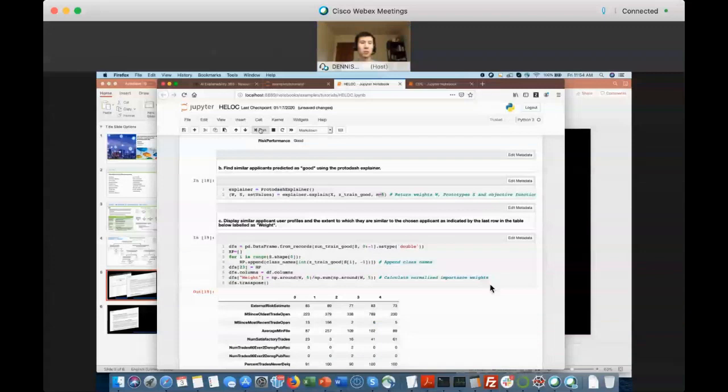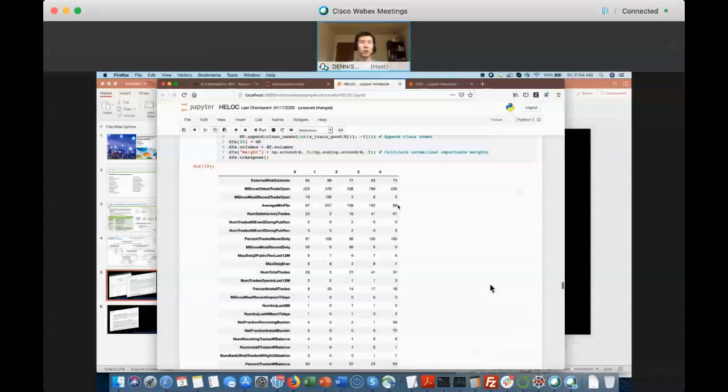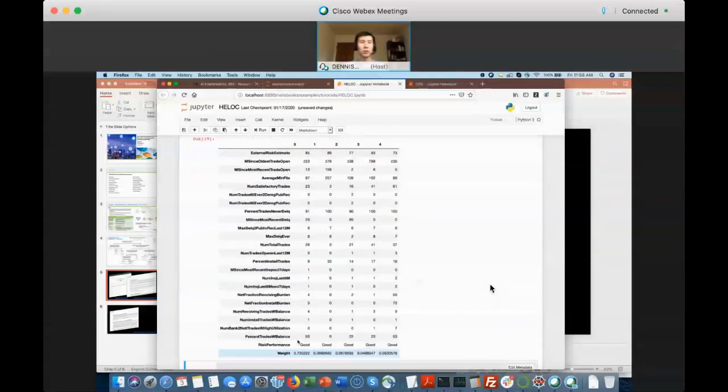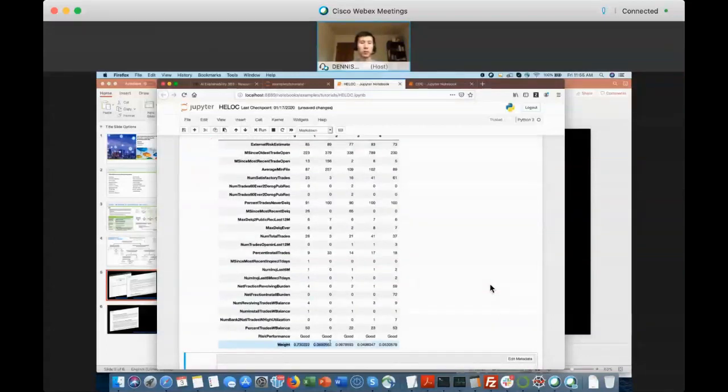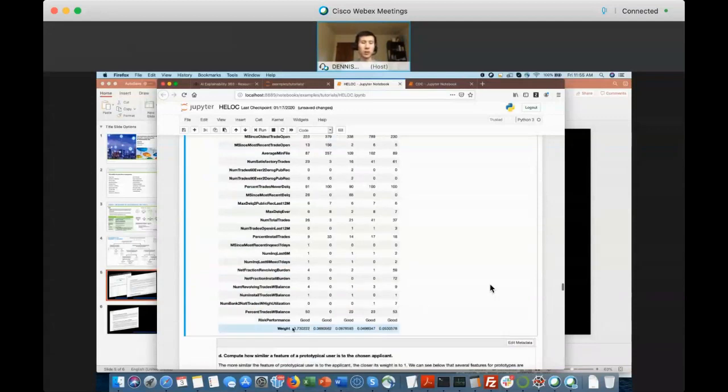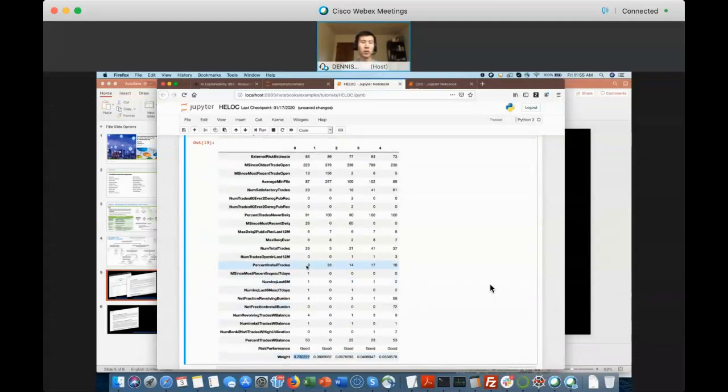And now we're going to display the results. So here are the 5 prototypes, 0 through 4. Here are their feature values. And at the bottom here, we have also computed a weight. These are numbers indicating how similar these applicants are to that applicant number 8 in question. Right? So if you can read these small numbers, this first applicant, this first column here, is by far the most similar person. Right? And the others are a lot less similar.